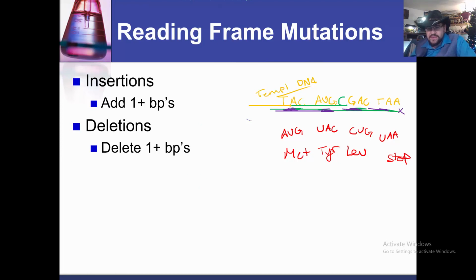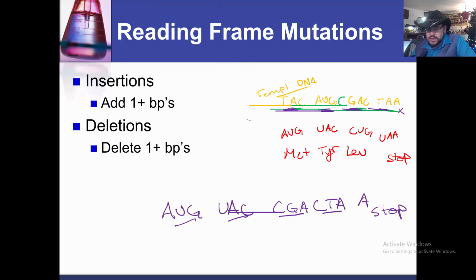So we still have AUG. We still have our UAC. But now we're going to have CGA, CTA, and then just some random A. So no more stop. Our stop codon is gone. That right there screws the whole thing up.